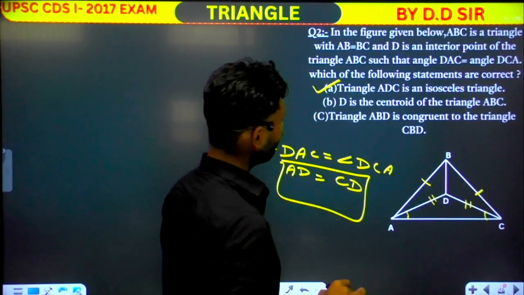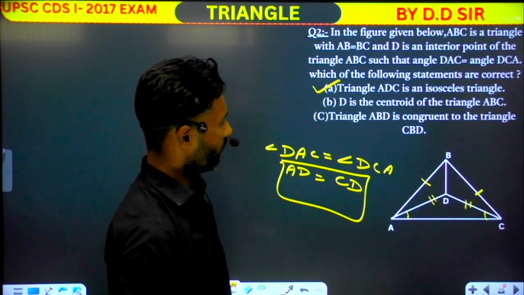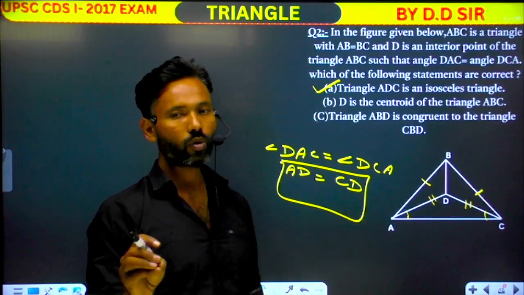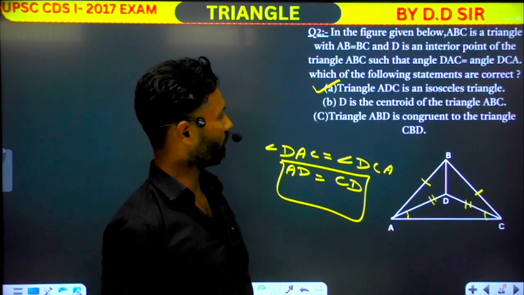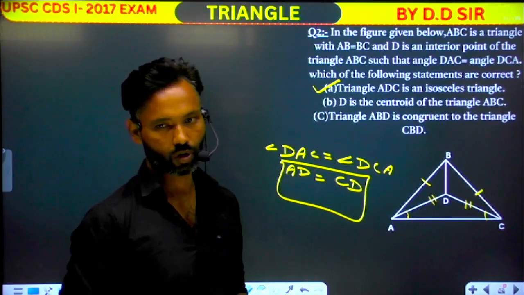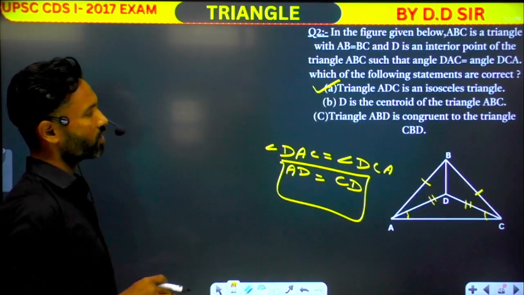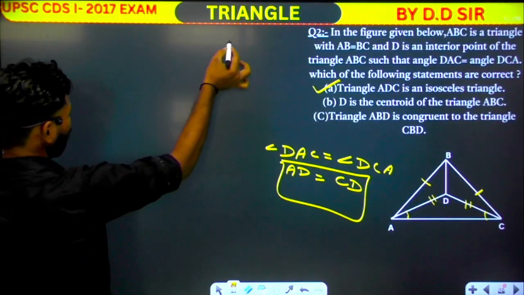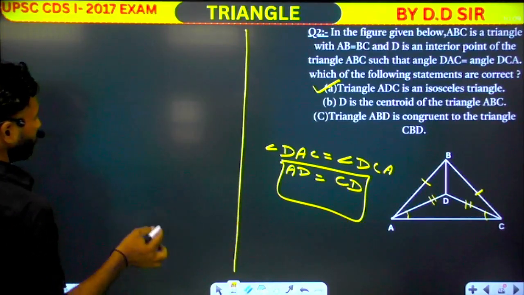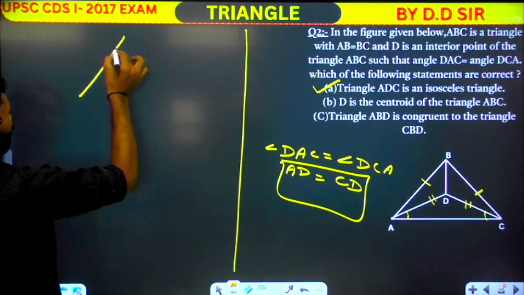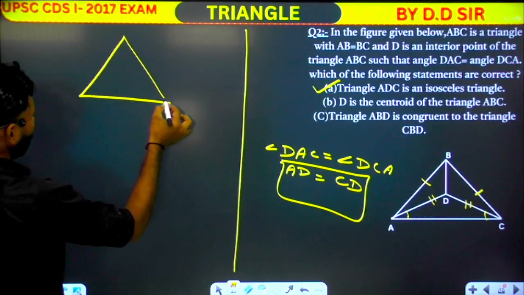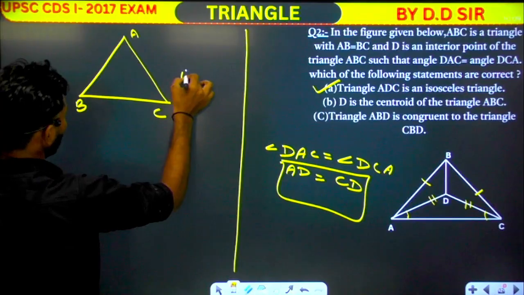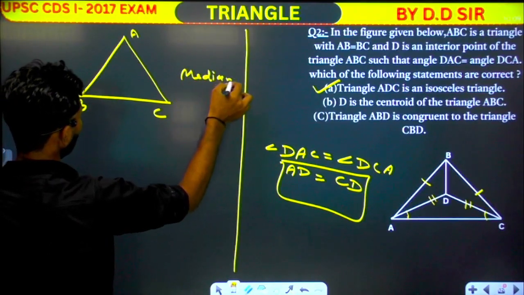Now we will check the second statement: D is the centroid of the triangle. We have to justify whether the second statement is true or false. Firstly, I will let you know about the centroid. What is a centroid? Let's take a triangle. Firstly we need to know what a median is.